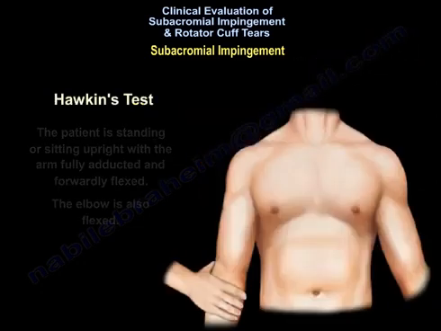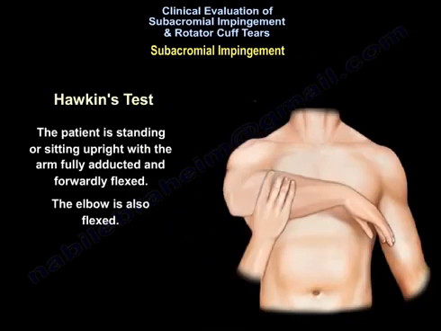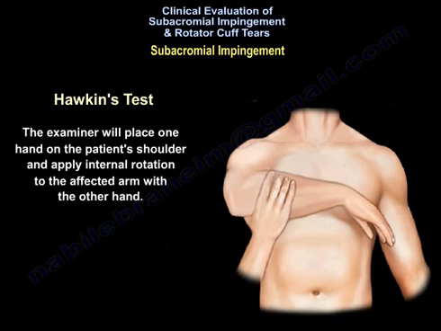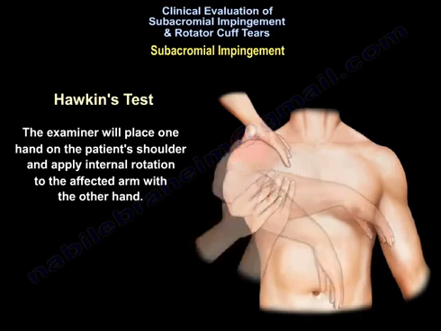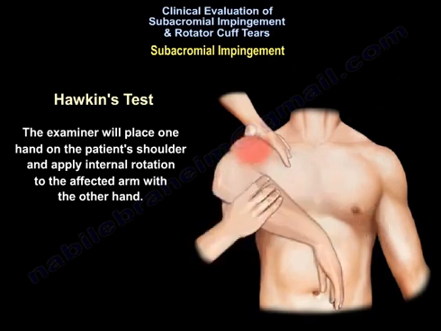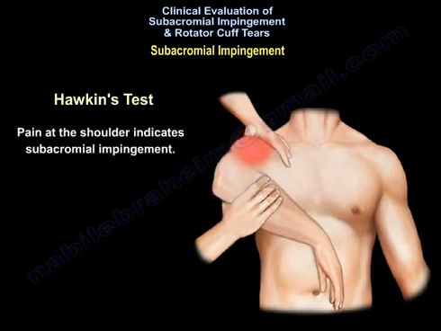Hawkins test. The patient is standing or sitting upright with the arm fully adducted and forwardly flexed. The elbow is also flexed. The examiner will place one hand on the patient's shoulder and apply internal rotation to the affected arm with the other hand. Pain at the shoulder indicates subacromial impingement.